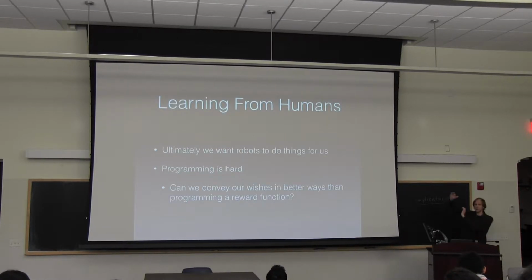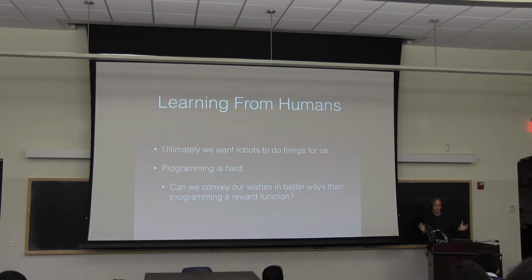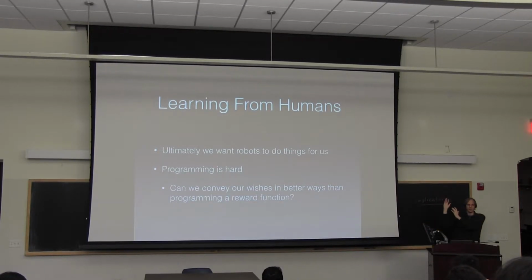OK, so first we're going to attack that first branch, which is learning from humans. So right, ultimately, we want robots to do things for us. But programming is hard. So BURLAP is great, but the average person is not going to program a reward function which examines the state features and all the complex things to define the task. It's just not going to happen. So we want to be able to convey our wishes to robots in a better way.